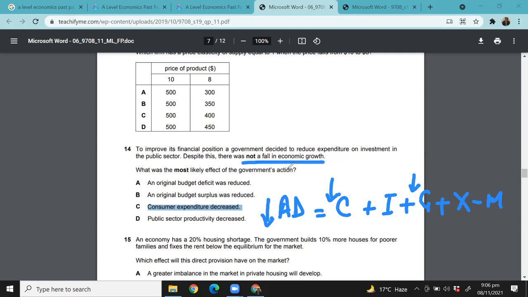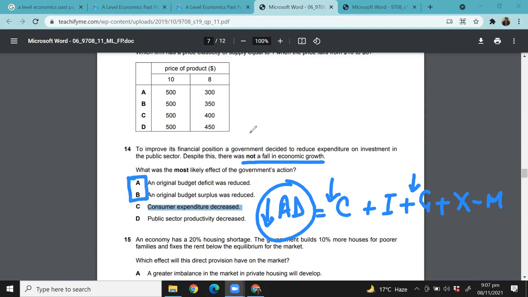Elsa? So C could not be the answer, because if consumer expenditure is also decreasing, aggregate demand will decrease and your economic growth would fall. Same goes for this option, public sector productivity. What is productivity? Productivity is the efficiency with which you are producing your output. So if your productivity is decreasing, most probably your output would fall and therefore economic growth would decrease. Now think about this. You were left with these two options, basically A and B, right?